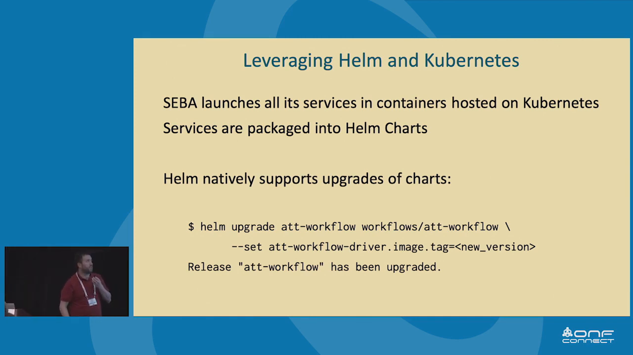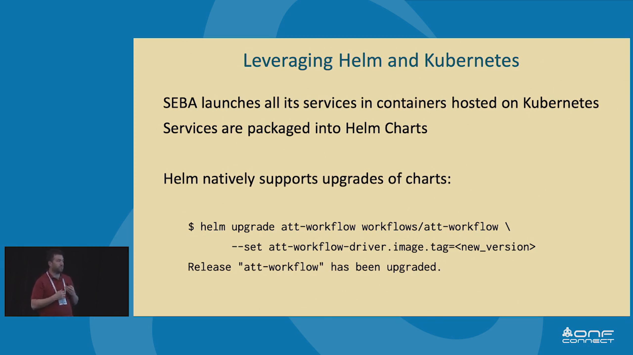So how this is implemented internally, it's like the rest of SIBA. So we use Helm and Kubernetes. SIBA launches all its services in containers. So when you deploy that, you use Helm and install the services. All the services are packaged in a Helm chart, and Helm natively supports upgrading charts. So when it comes time to upgrade, you tell it upgrade.